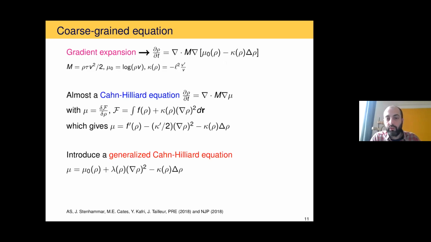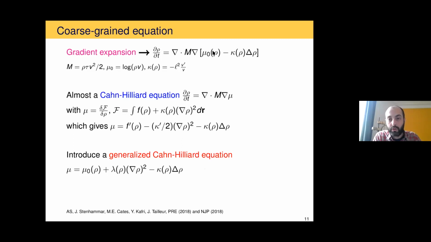But then we need to generalize. It led us to generalize this Cahn-Hilliard equation to include these terms that you cannot derive from a free energy. So we go one level below, and instead of expanding the free energy, we directly expand the chemical potential in gradients. And the most general expression that you have is this one, with the local term and the two possible interfacial terms.